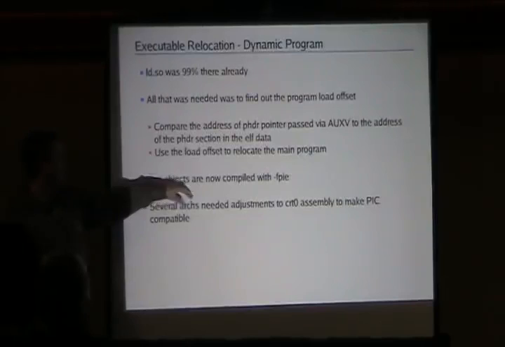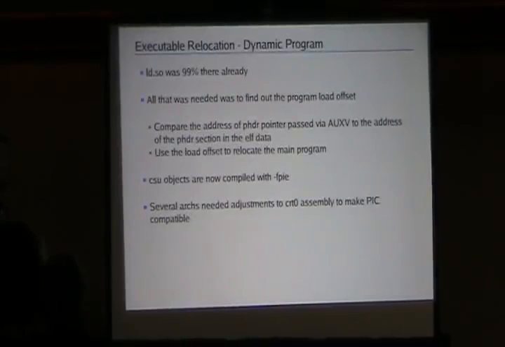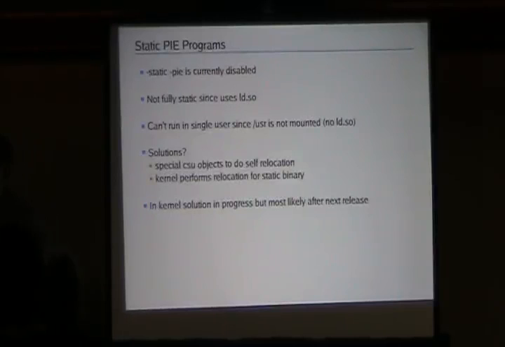Also, all the CSU objects needed to be compiled to be position independent, because you need to be able to relocate the symbols that are within those objects. And several architectures needed enhancement there. That's in src/lib/csu, and then there are architecture-specific directories for the CRT0.